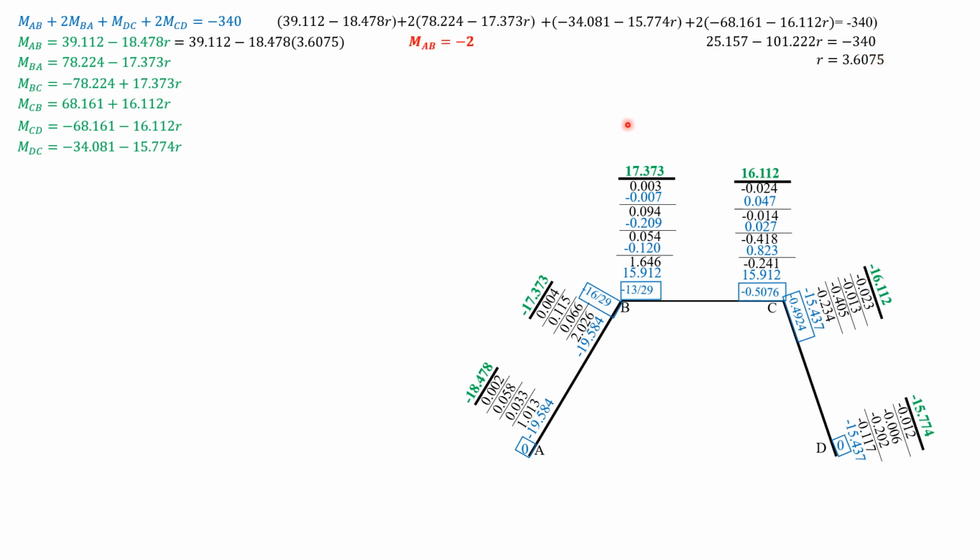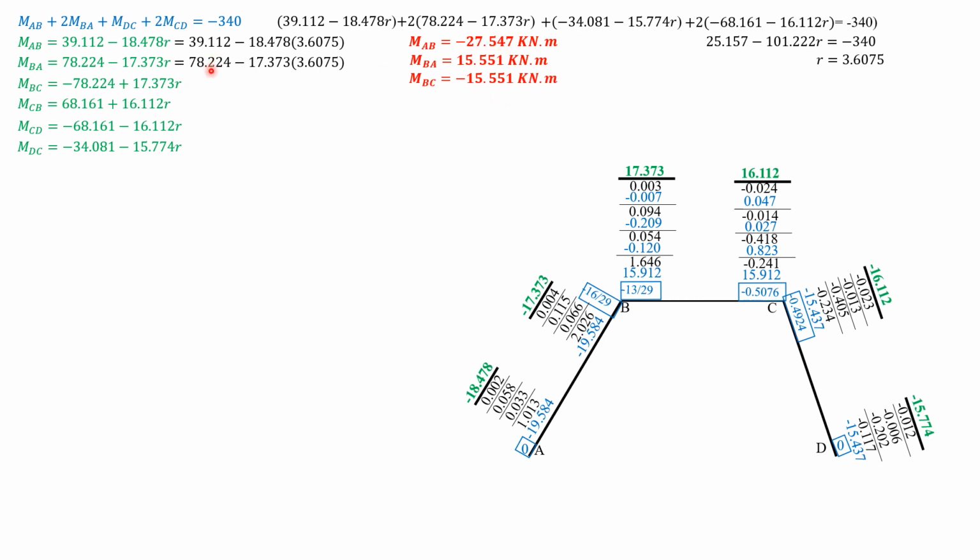R is 3.6075. Moment AB, therefore, because we just compute for the final moments at the joints, 39.112 minus 18.478 times 3.6075, and it is equal to negative 27.547 as compared to negative 27.535 kilonewton meter by slope deflection equation. So they're close, but remember this is only approximate.